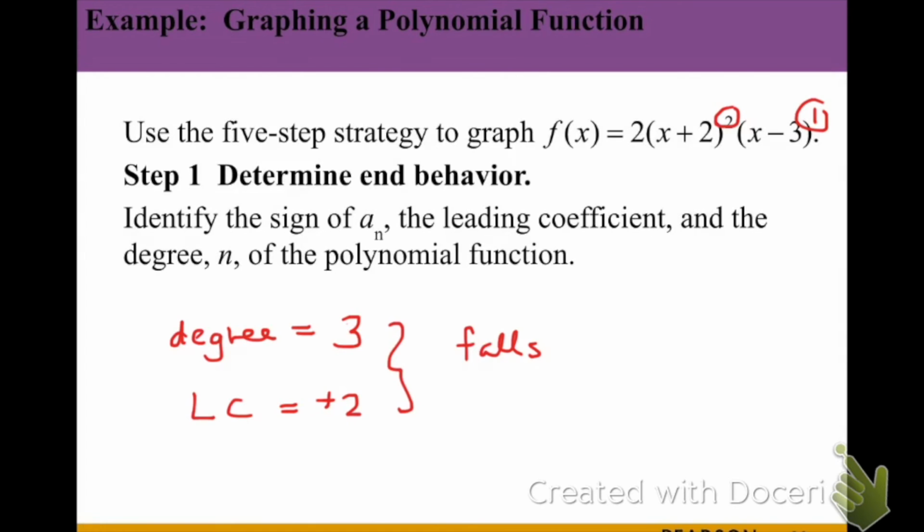And so since we have an odd degree and a positive leading coefficient, if we go back to our leading coefficient test, then this means that it's going to look like a normal cubic, which falls to the left and is going to rise to the right. You can think of that as negative infinity to positive infinity. So that fall, rise.